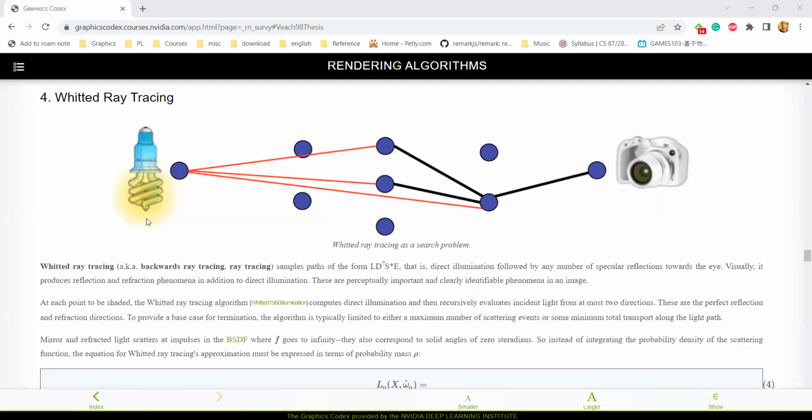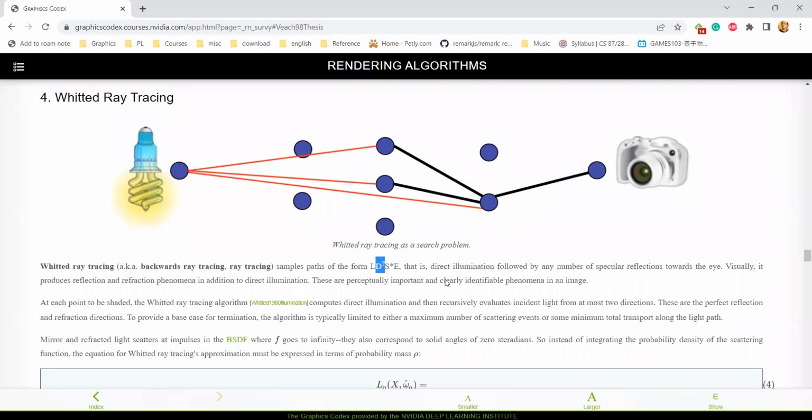Weighted ray tracing, aka backward ray tracing, or just ray tracing, samples paths of the form L D? S* E. So it's basically samples specular and has an optional diffuse in the path.